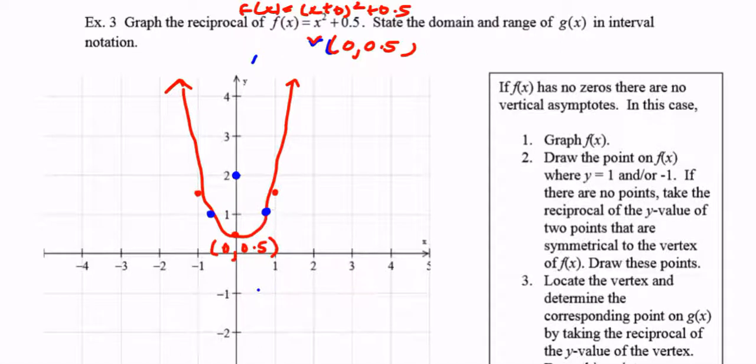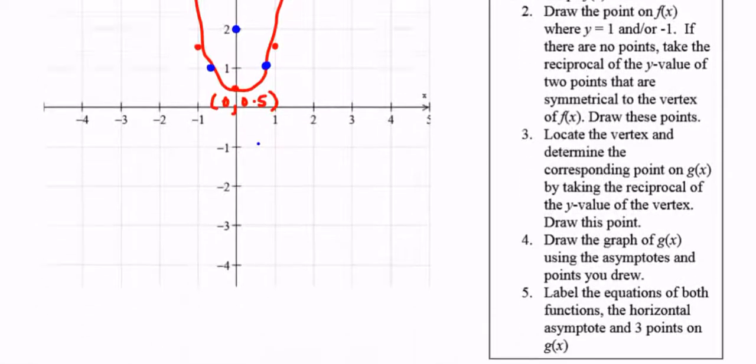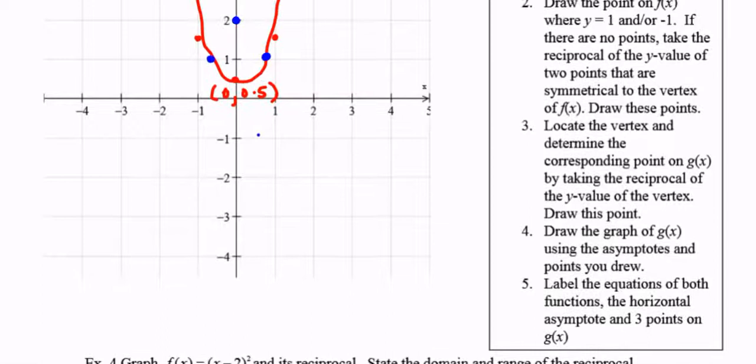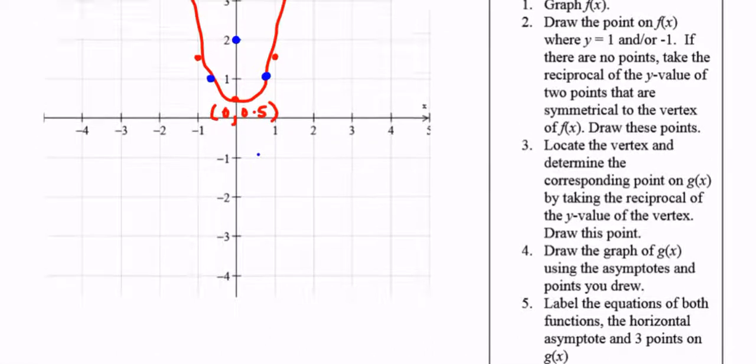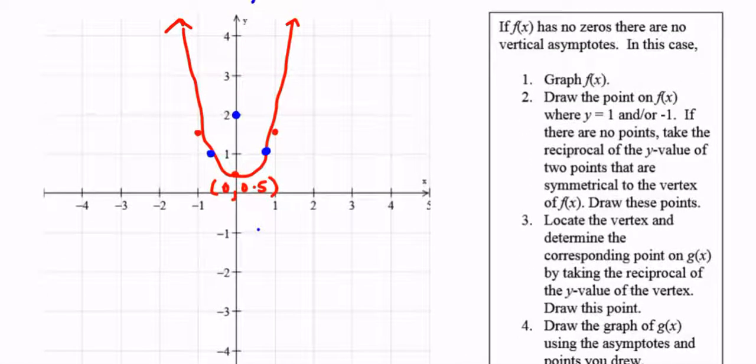It says, next step 4, draw the graph of g of x using the asymptotes and the points you drew. Well, did we have any zeros? No, so we're not going to have any vertical asymptotes because there were no zeros on our original graph. But we still do always have y equals 0 as a horizontal asymptote. We always have that.